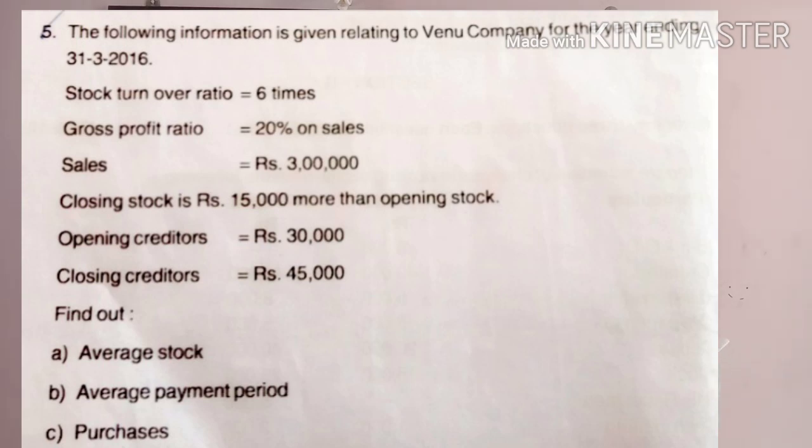The following information is given relating to Venu company for the year ending 31/3/2016. Stock turnover ratio 6 times. Gross profit ratio 20% on sales. Sales is equal to 3 lakhs. Closing stock is 15,000 more than the opening stock. Opening creditors is 30,000. Closing creditors is 45,000. Find out average stock, average payment period, and purchases. They are asking us to find out average stock, average payment period and purchases.